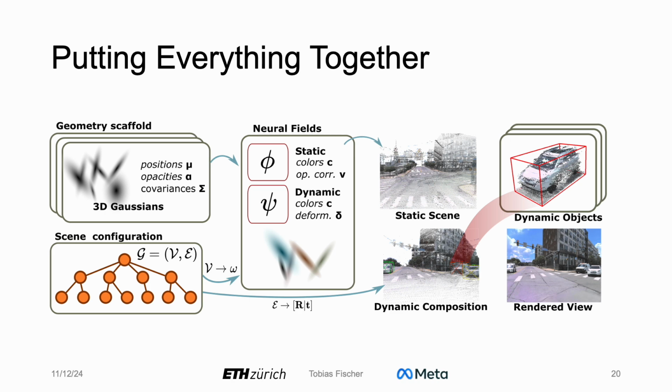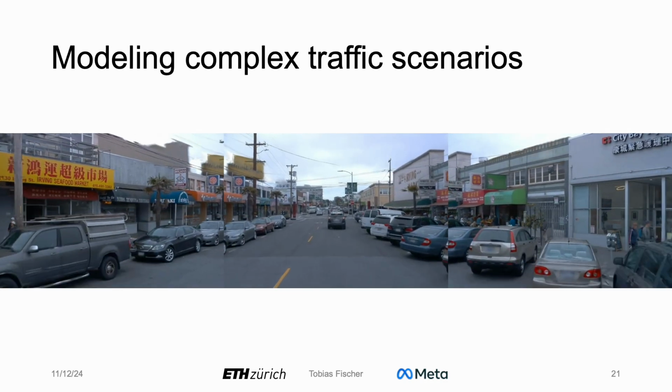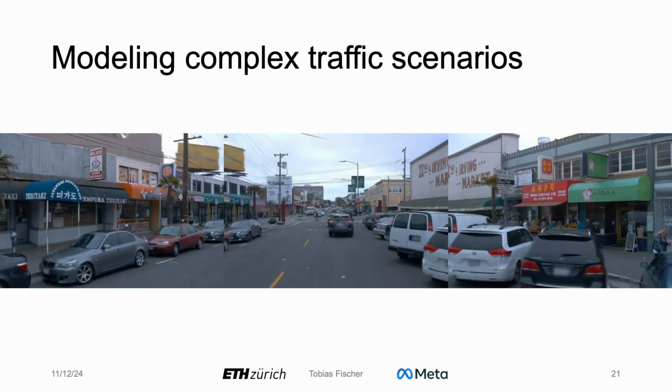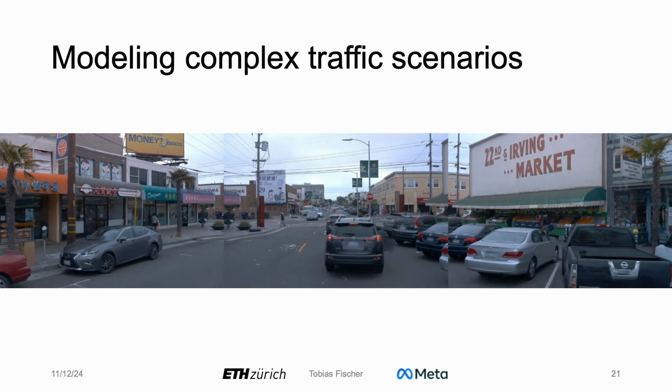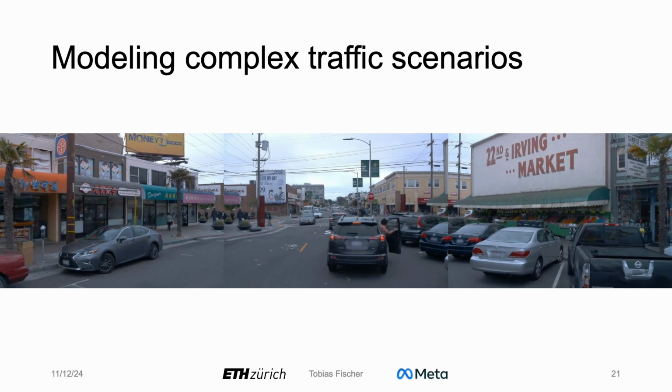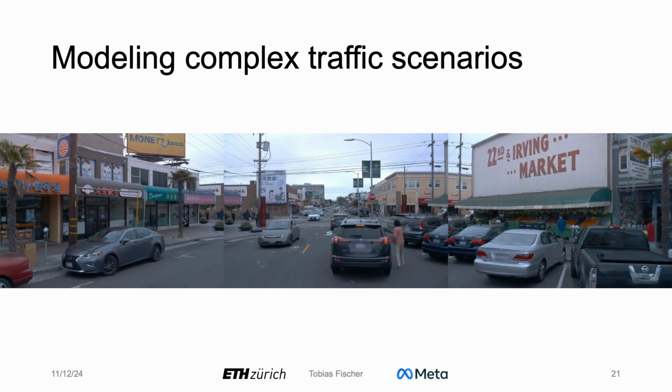To summarize, we use 3D Gaussians to define the overall scene geometry, a scene graph to define the scene configurations, neural fields to define the appearance and the state of the Gaussians, and a dynamic scene composition that puts all of this together into the final rendered view. This architecture enables us to model complex traffic scenarios with a variety of dynamic actors. For example, if you focus on the car in front of us, there's a lady getting out of the car, and we model her articulated motion as she walks away.